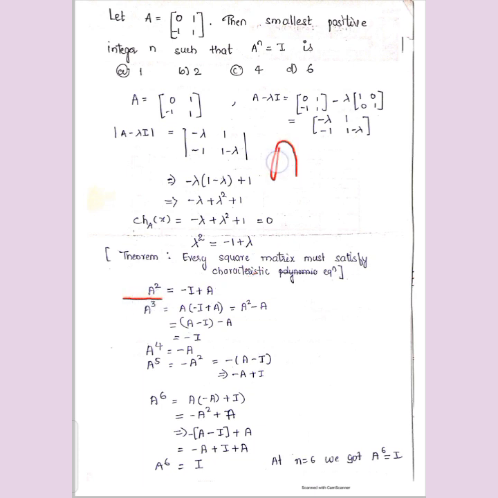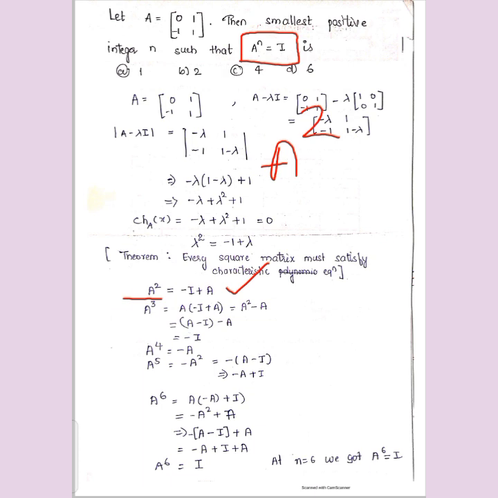When n became 2, we got A square equal to minus I plus A, but we haven't got A raised to n equal to I. n is a natural number, that is, a positive integer. It may be 2, it may be 1, it may be 3.